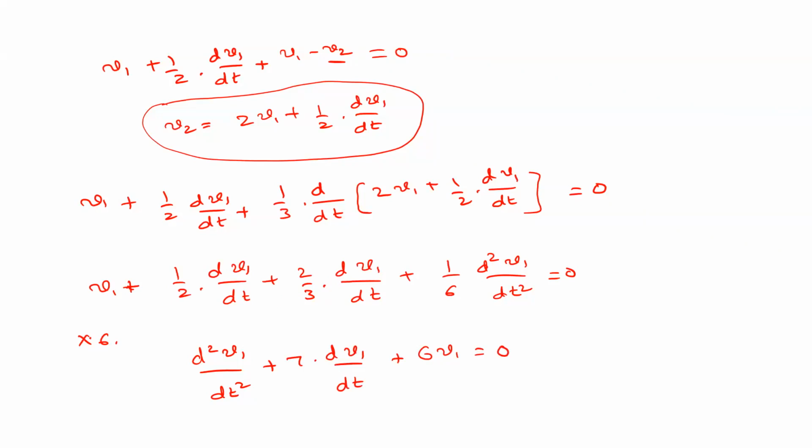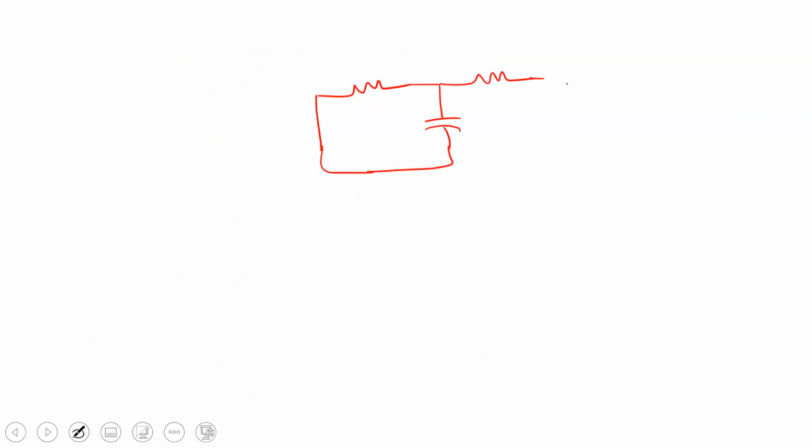So if you are confused about how we are writing the differential equations, I will just briefly explain. This is the circuit. This is V1 and this is V2. This is 1/2 and this is 1/3. This is 1 ohm and this is 1 ohm.